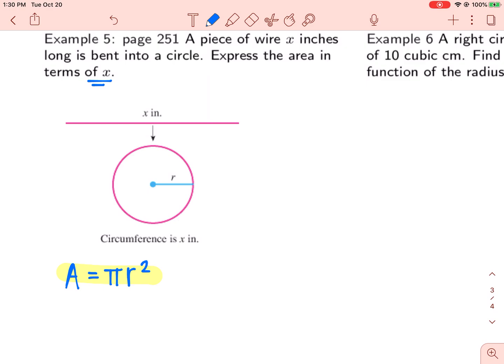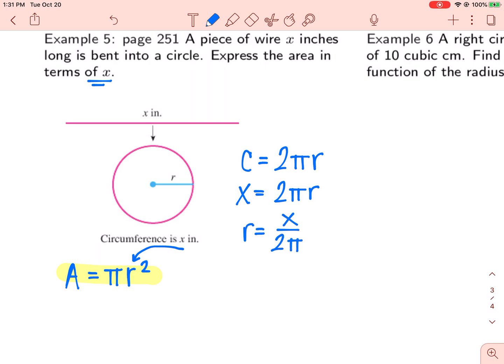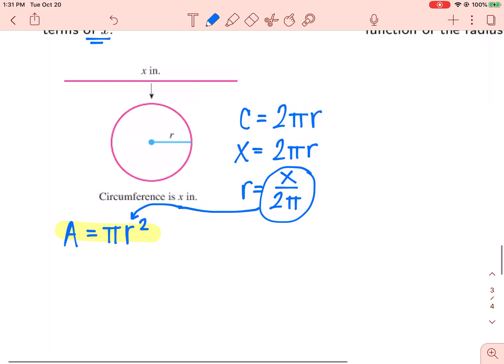Let's see what we're given. Oh, right here, circumference is x. That's important. Okay, so here in my mind, circumference is normally 2 pi r. But now it's telling me it's actually x. So look at that. I now have an equation with r and x. If I solve for r and replace it right here, I did what I wanted. So let me get r by itself, which just means I'm going to divide both sides by 2 pi. I'm going to plug that in here, and now I'll end up with area in terms of x.